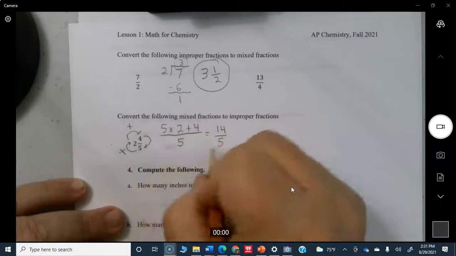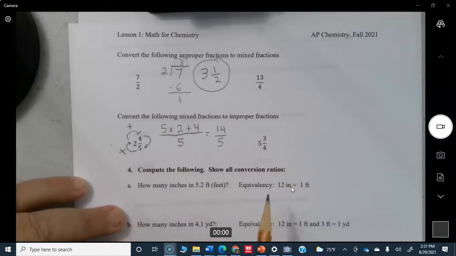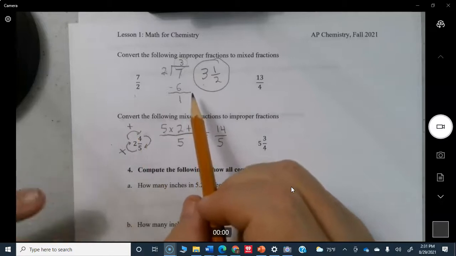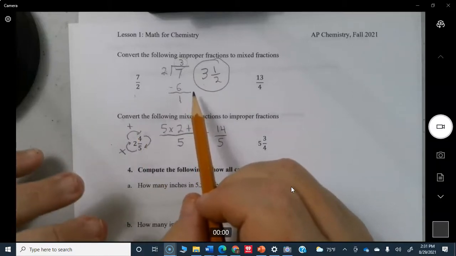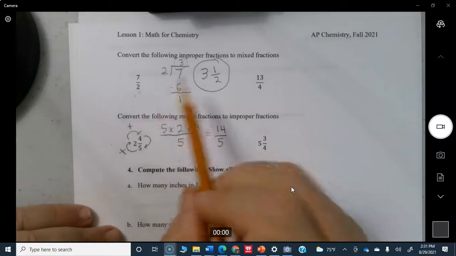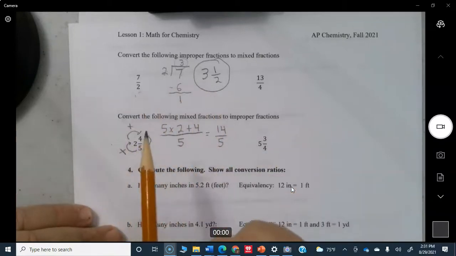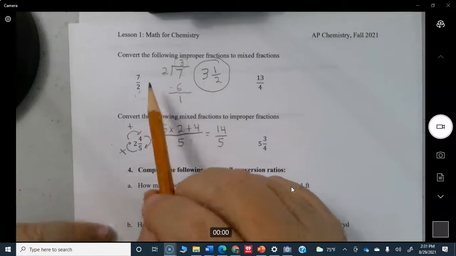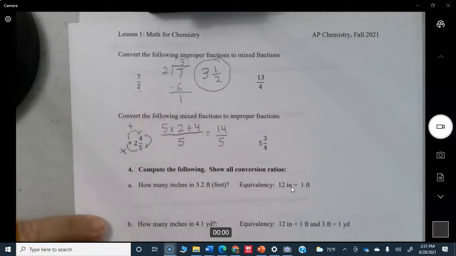Why is this important to do this? Well, to go in this direction up here, it's important because if you're taking a standardized test and they give you answers, multiple choice answers, they're not going to give you an answer as an improper fraction. They're going to give it to you as a mixed fraction. So you have to know how to do that conversion. Personally, I don't care. In my class, you can leave it like that.